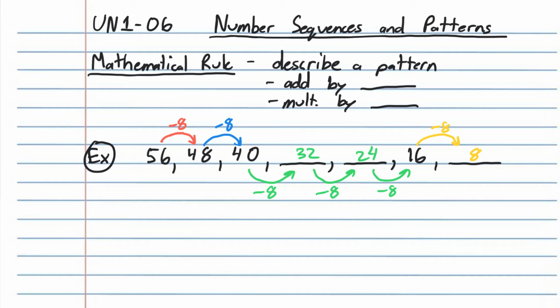Now, if it asks you to write the rule for the sequence, that's all they're really asking you to do, just describe what's happening. So the rule for this question is subtract 8. And that's all we're really doing right now, is we're looking for patterns and we want to know what specific rule is going on. All right, let's try a couple more.